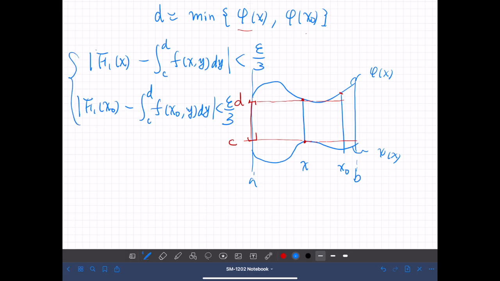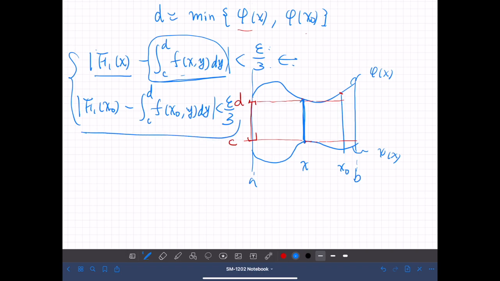So what this means is that for this one, f1 of x means the integral of this function at x from this value to this value. And if you compare this integral with the second integral, that is between c and d, in this particular example they are actually the same. So it is obviously less than epsilon over 3 for any epsilon.